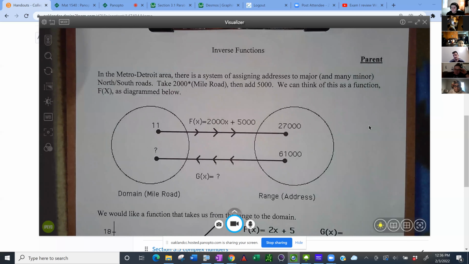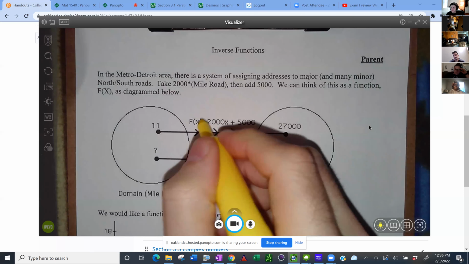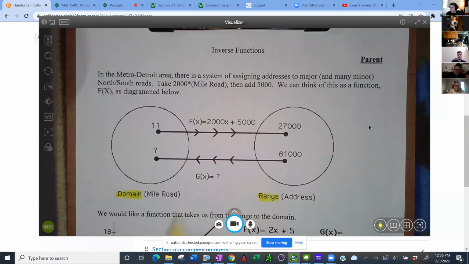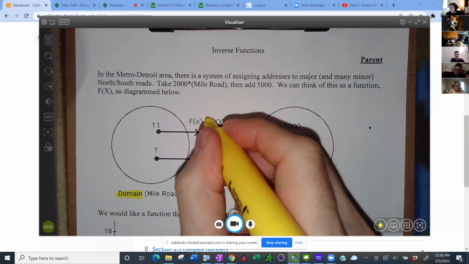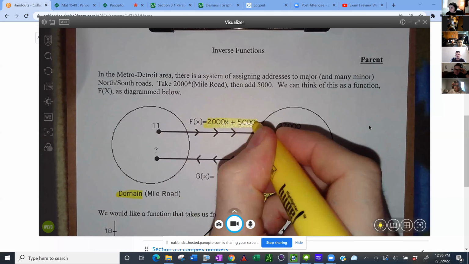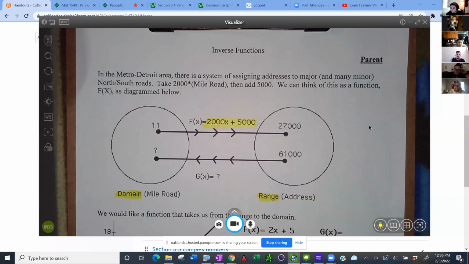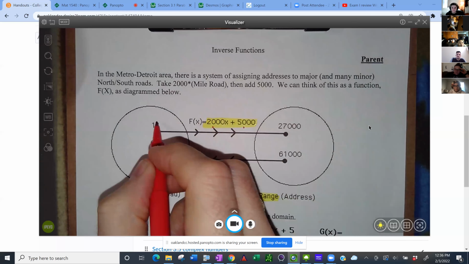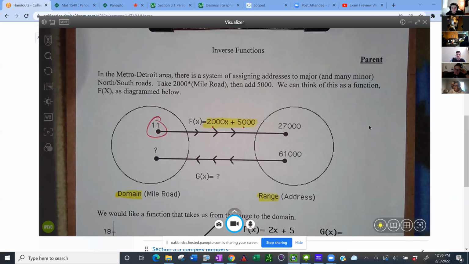The function is something that takes a spot in the domain, or a value x in the domain, and maps it to a spot in the range. Now, our function in this case is one that would help out the postman if you're creating addresses. The way the addresses work on your major north-south roads is you multiply by 2,000 and then add 5,000. So for instance, at the corner of 11 Mile and Woodward, there's a gas station, car wash, Jack's Car Wash.